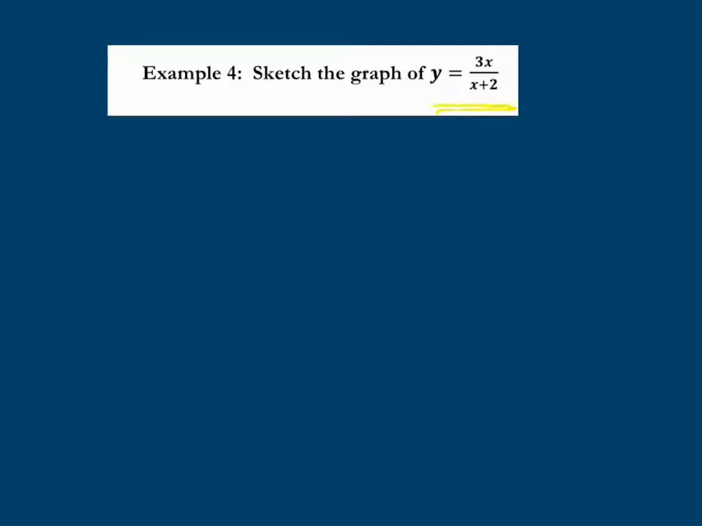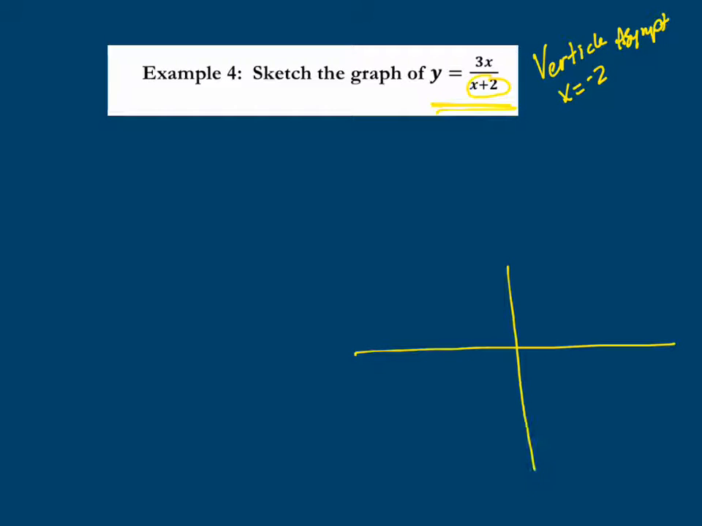Okay, this time we're going to sketch the graph of a rational function. So we've got to really remember everything about this. We have a vertical asymptote where you have this set equal to 0, so at x equals -2. All right, so if we're graphing this at -2, I have a vertical asymptote.